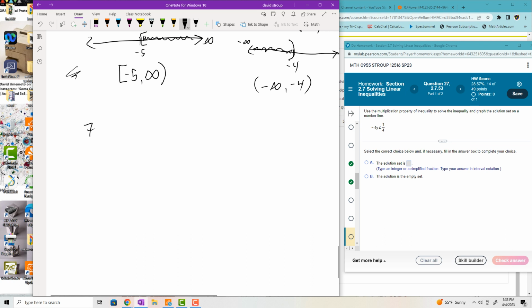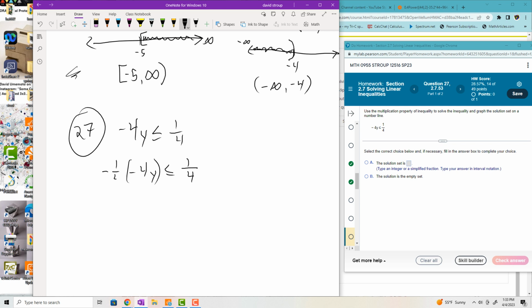Okay, so number 27. Negative 4y less than or equal to 1/4. So I'm dividing both sides by negative 4. To avoid dividing a fraction by something, what I'm going to do instead is just multiply both sides by negative 1/4. That's the same thing as dividing by negative 4.